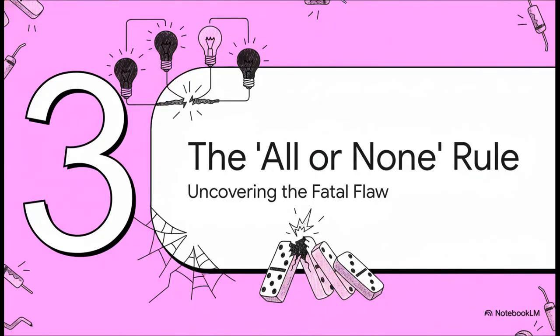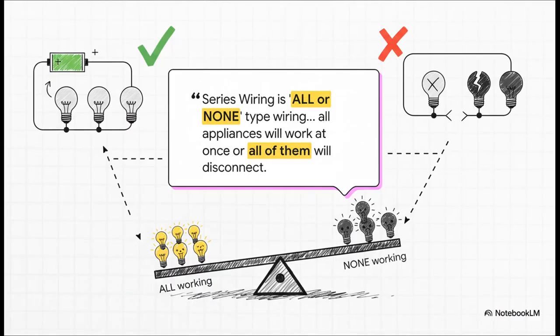And this right here brings us to the absolute heart of the problem, the fatal flaw of this whole design. It's the very thing that makes this circuit both incredibly simple and unbelievably fragile. This quote just nails it. It's a totally binary system. Either everything is on and working perfectly, or absolutely nothing is. There is no middle ground. The second one part fails, the whole system just goes down with it.